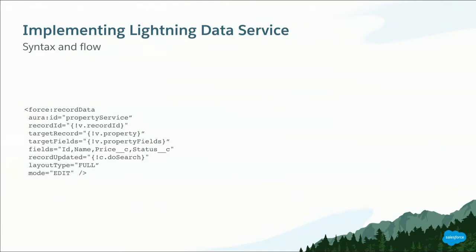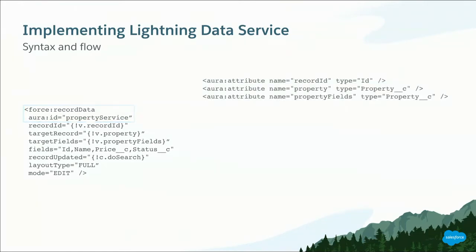Right? Okay, so let's talk about what it means to use Lightning Data Service in your components. The first thing you need to know is the tag itself. The tag is called force record data, and the force record data tag is actually Lightning Data Service. It takes an Aura ID. An Aura ID in the Lightning component world is the way that we identify something so that we can talk to it from JavaScript. This one is called property service. So if I ever wanted to talk to this, I would say, hey, property service, do something.